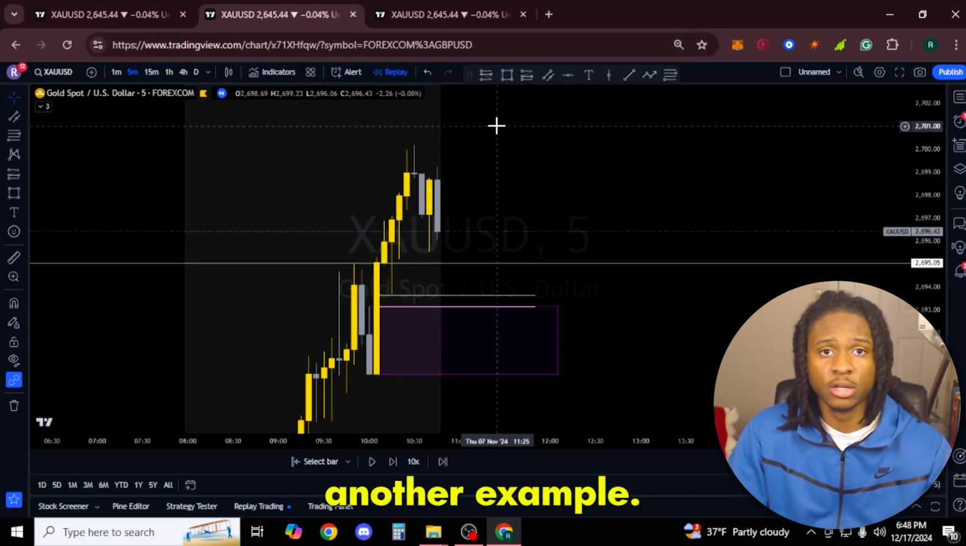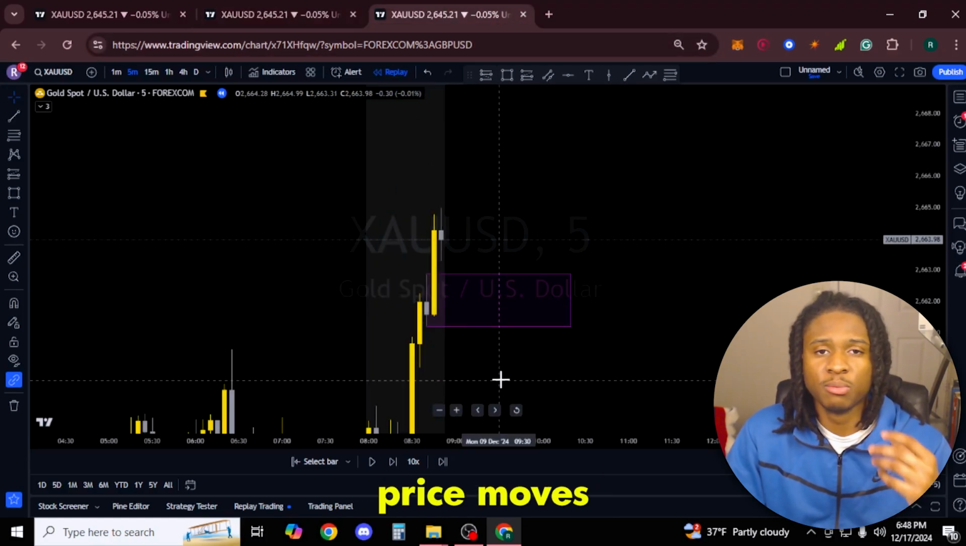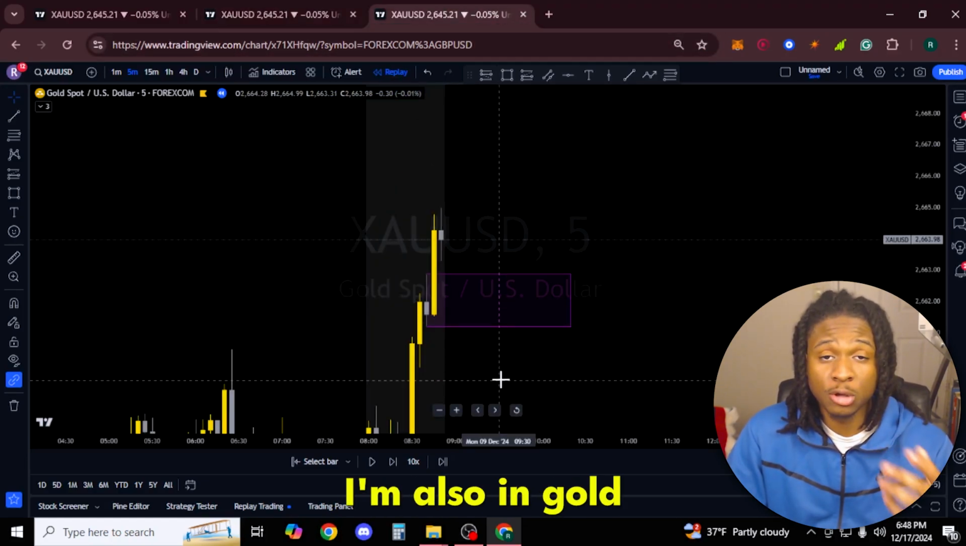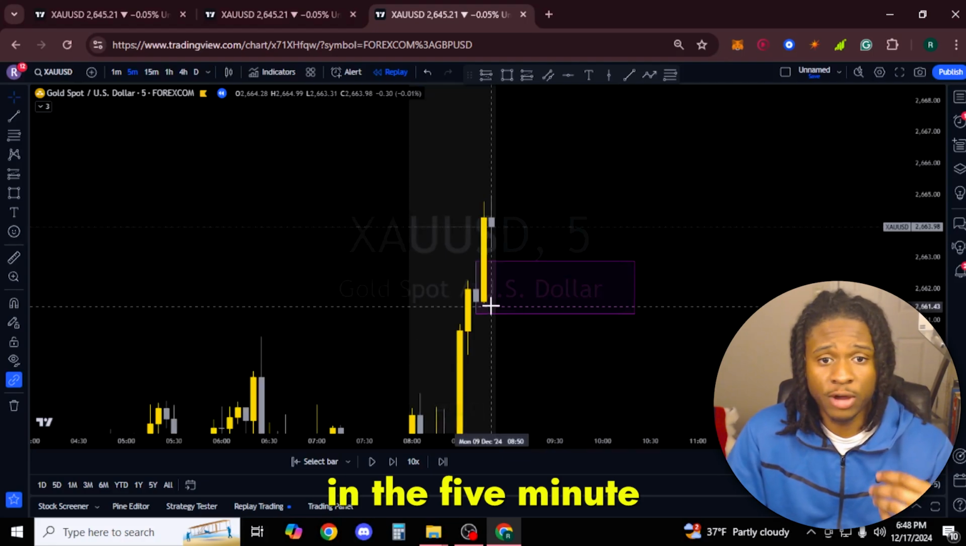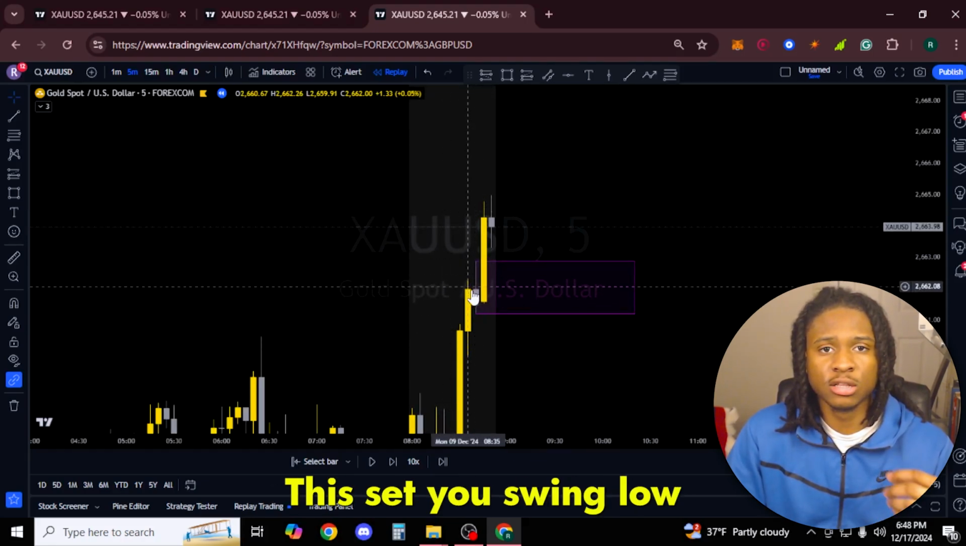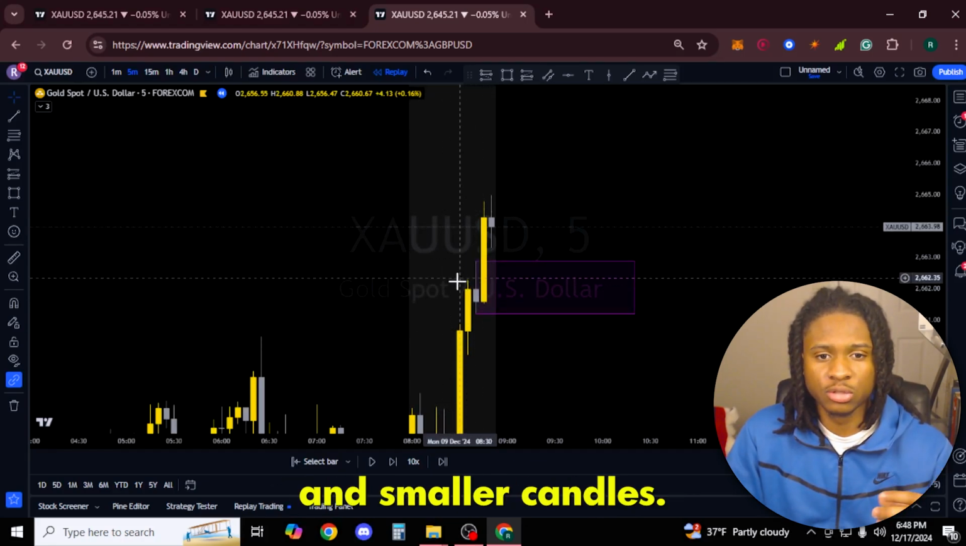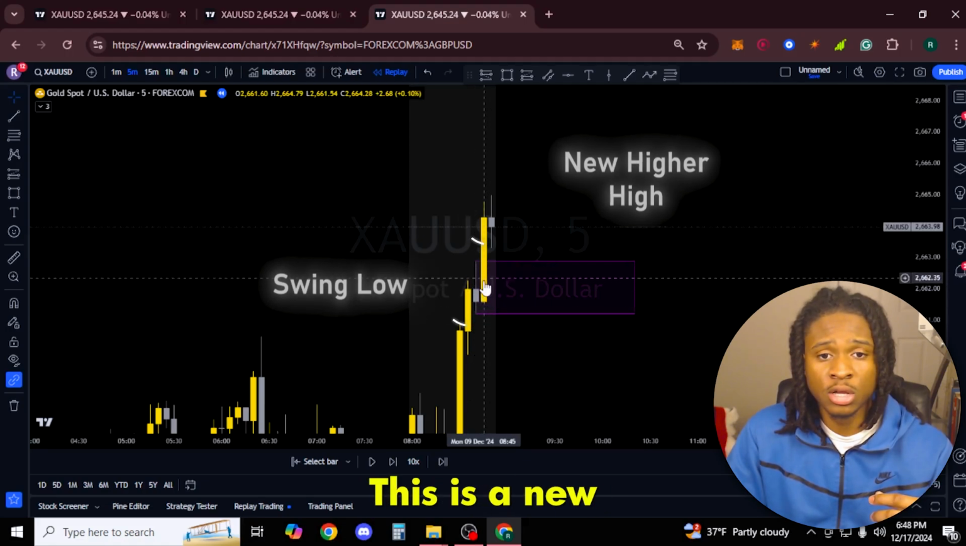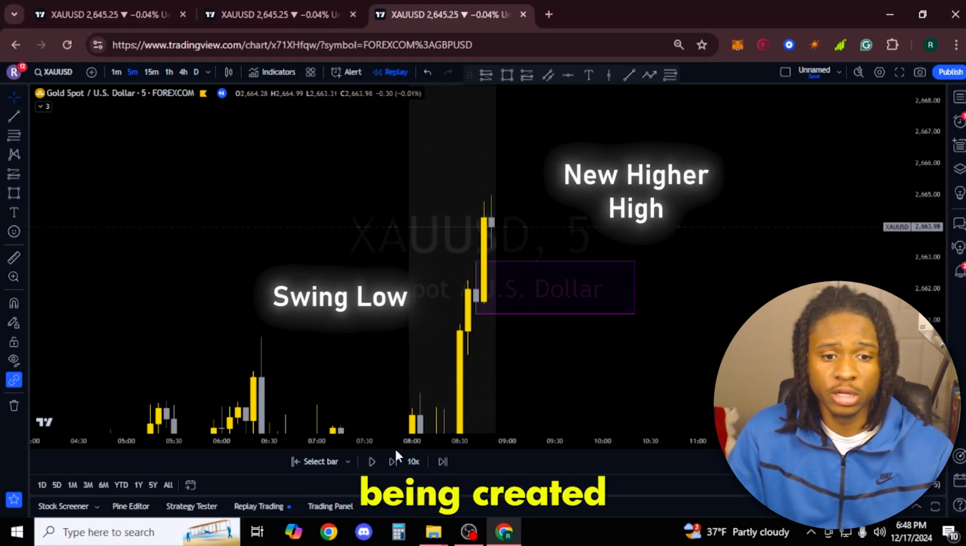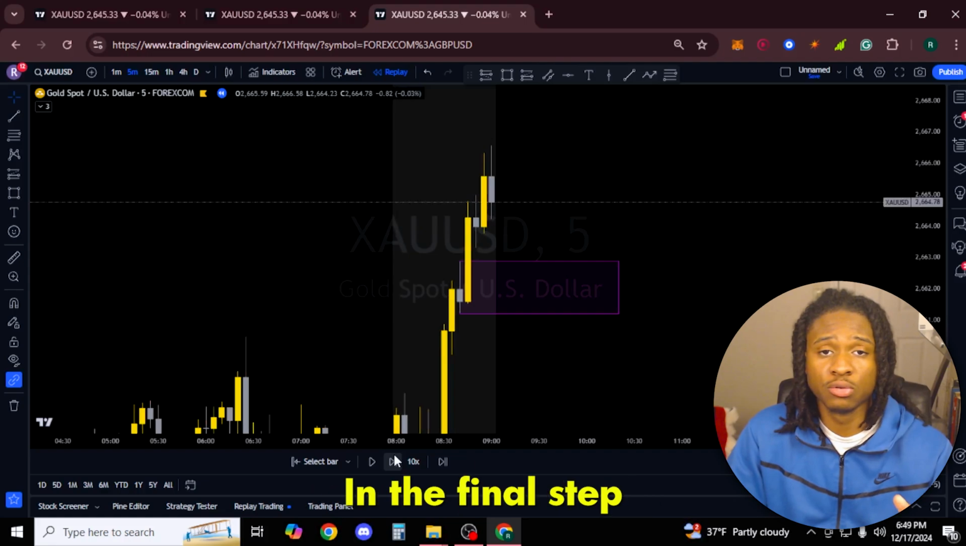Let me show you another example. So as you can see here, price moves quick as well. I'm also on gold, and as you can see here on the 5 minute, and on the 1 minute here, this is actually a swing low and smaller candles. So on the 1 minute, this is actually a swing low, and this is a new higher high being created. A little sneak peek into how we use our candle in our final step.